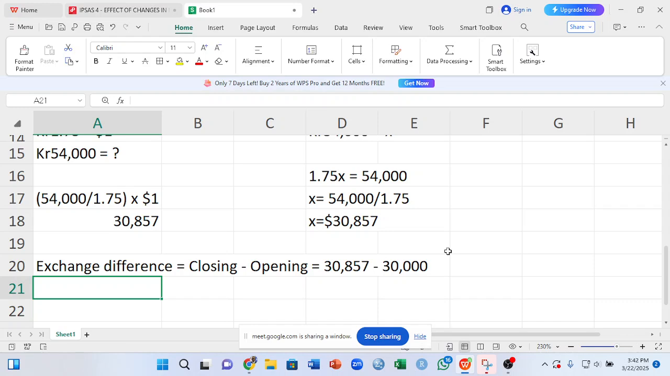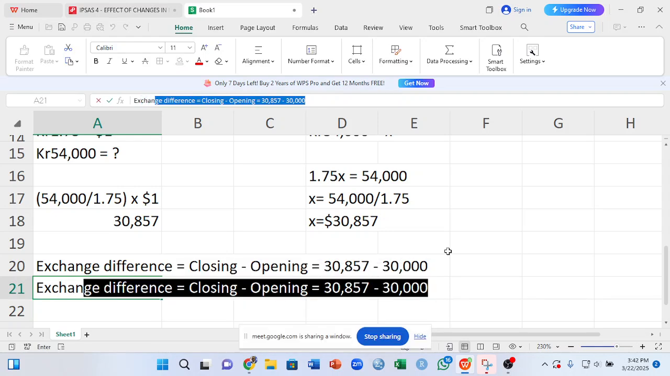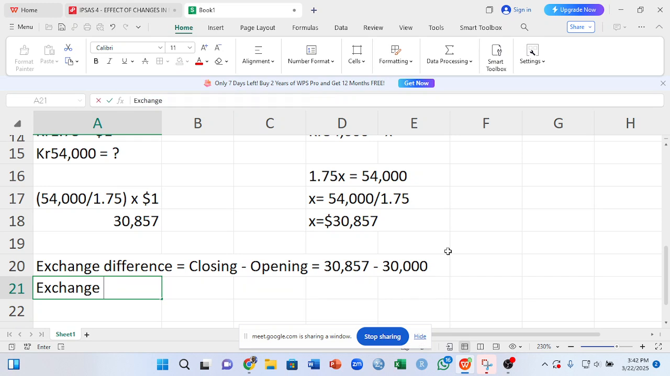So if at first we're supposed to pay 30,000 and now at the end we are paying an extra 857, it means that we are going to be short by 857. Instead of paying the 30,000, now we are going to pay 30,857, making it a loss, as we projected, because of the changes in the rate. That will be an exchange loss.